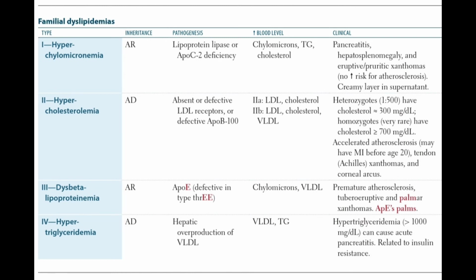You have to know their inheritance, whether it is autosomal recessive or autosomal dominant. You have to know the pathogenesis, and what types of familial dyslipidemia cause what types of increase in blood levels. For example, type 1 will increase the chylomicron, triglyceride and cholesterol level in the blood. And also you have to know the clinical features of familial dyslipidemias. I hope you understood today's explanation on familial dyslipidemia.